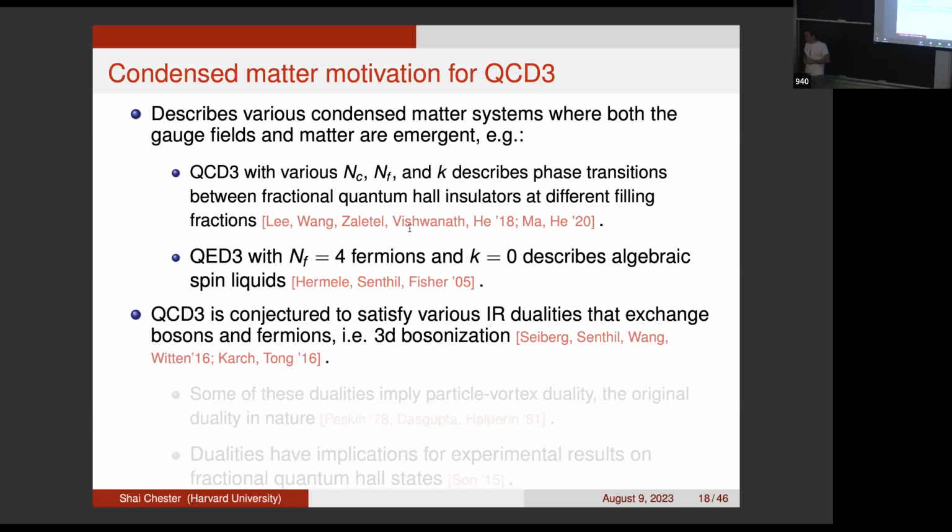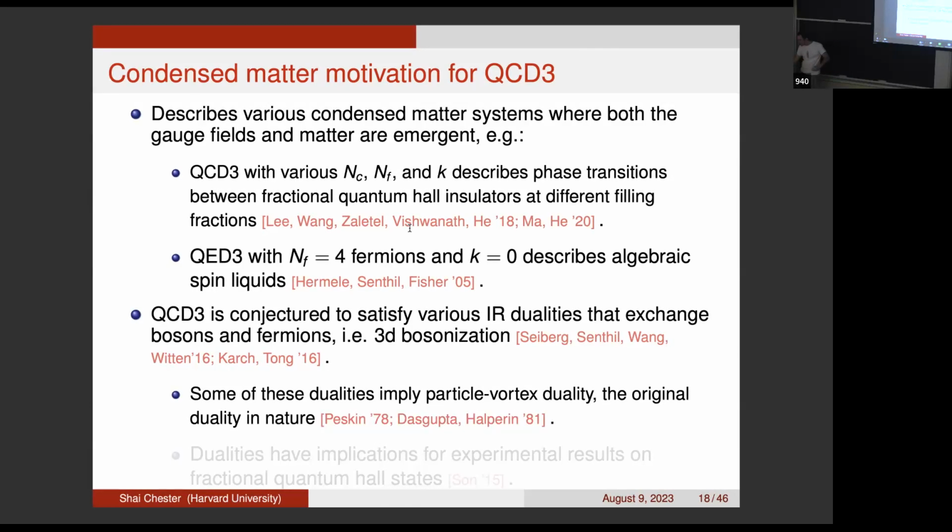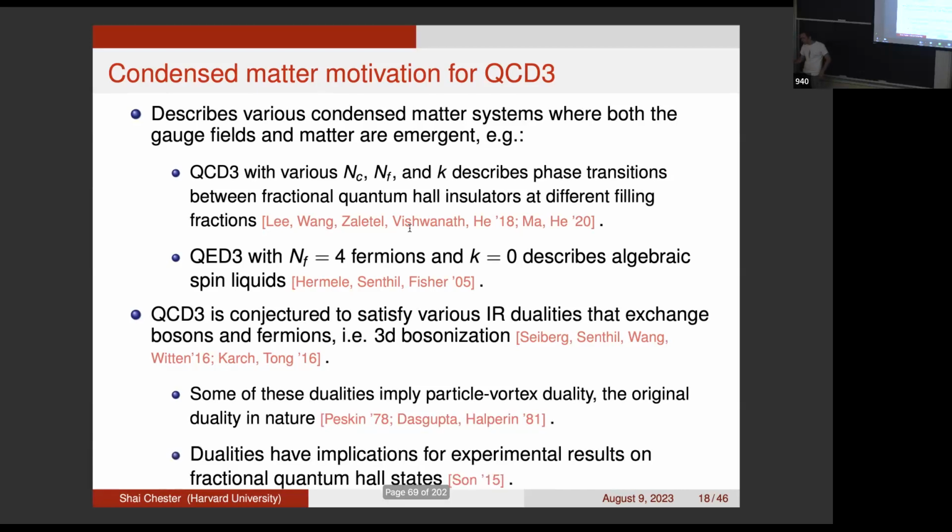But usually we thought that duality was something which required supersymmetry, that it didn't actually apply to real world systems. What's interesting about this class of QCD3 theories is that for low values of color, flavor, and Chern-Simons level, they are conjectured to have dualities. Not only are these interesting because they're not supersymmetric, but you could also see evidence for this experimentally. Some of these dualities would actually have experimental implications. For instance, one of the original dualities was between QED3 with one flavor, which is supposed to describe the transition between fractional quantum Hall insulators with filling level half.